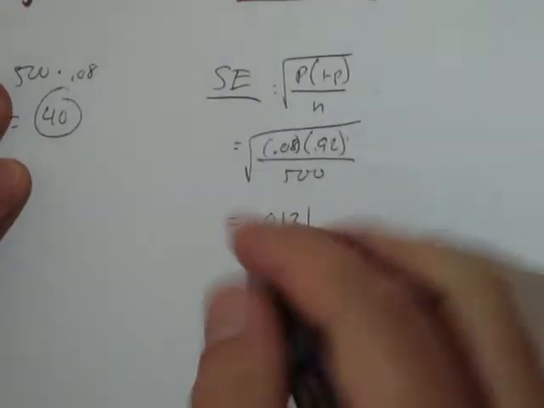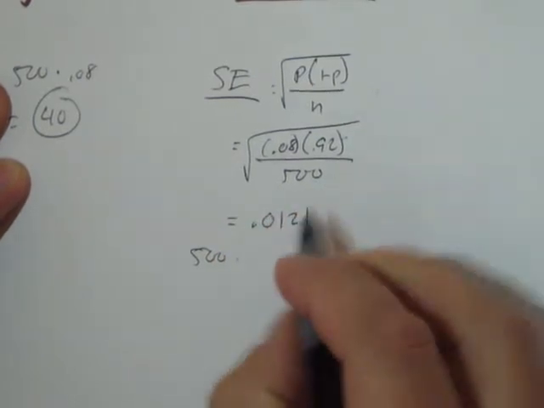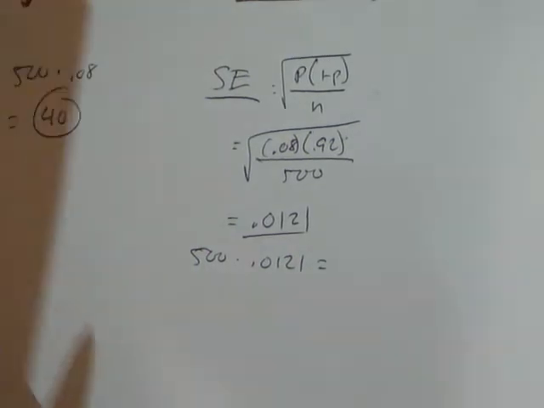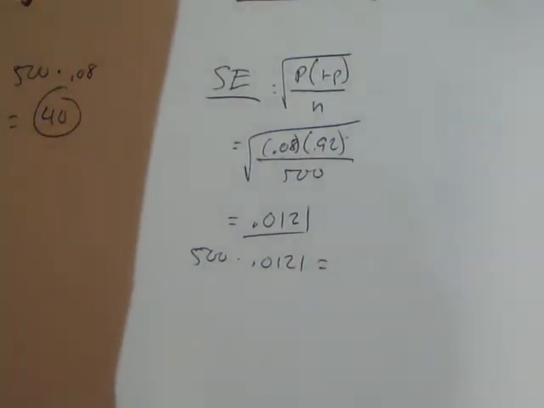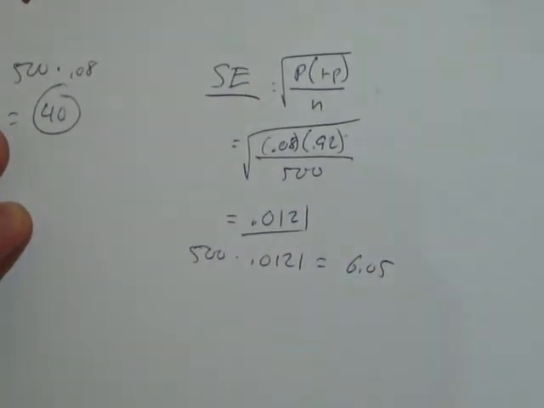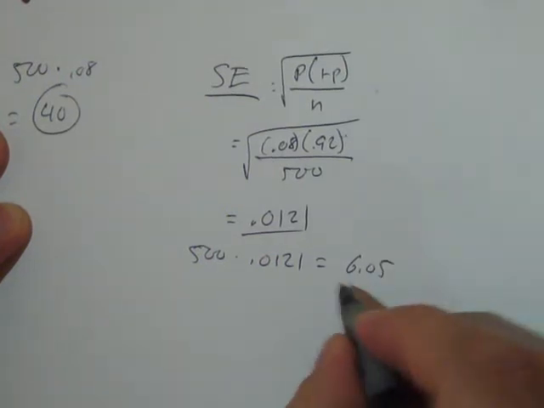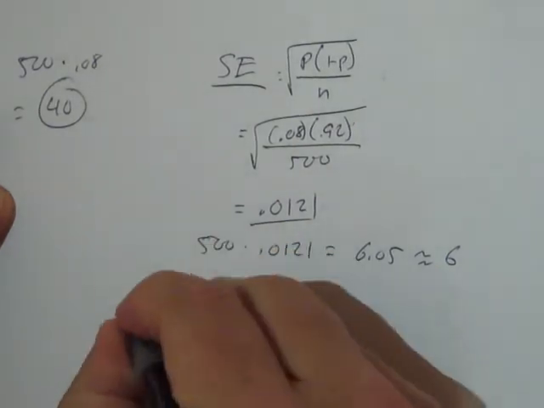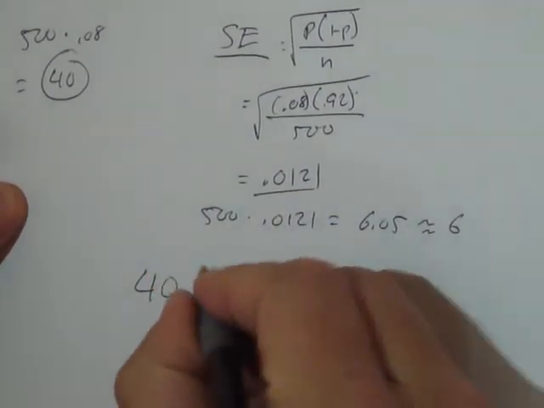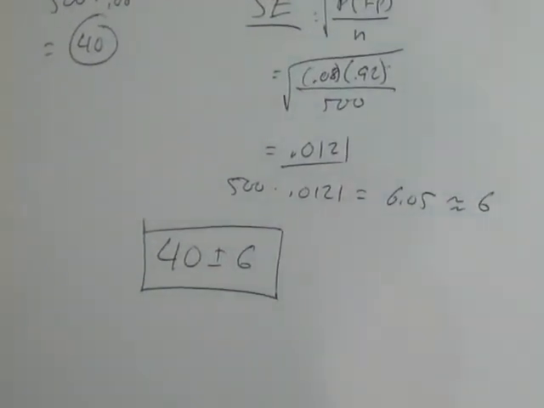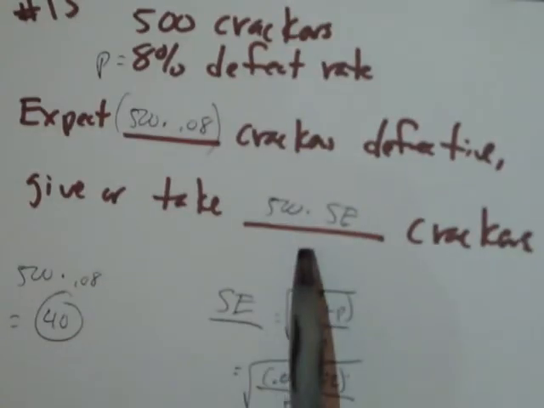So we would do 500 times this right here, 0.0121. And what do we get? 500 times 0.0121, and I got 6.05, and we'll round to the nearest whole cracker, so we'll round it to 6. So what would we expect? We would expect 40, give or take, or plus or minus 6. That's how many crackers we would expect to find defective.